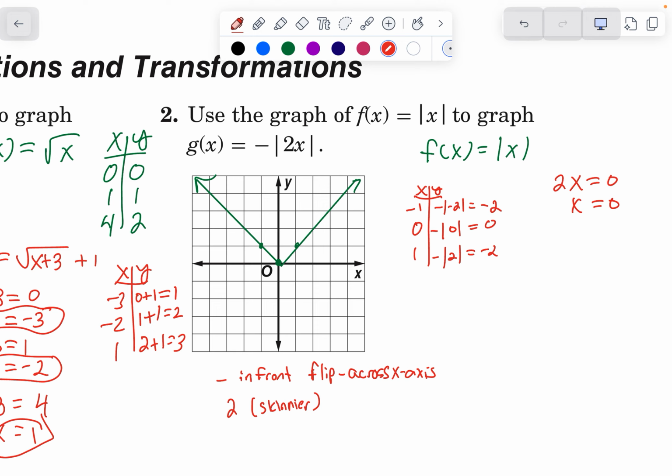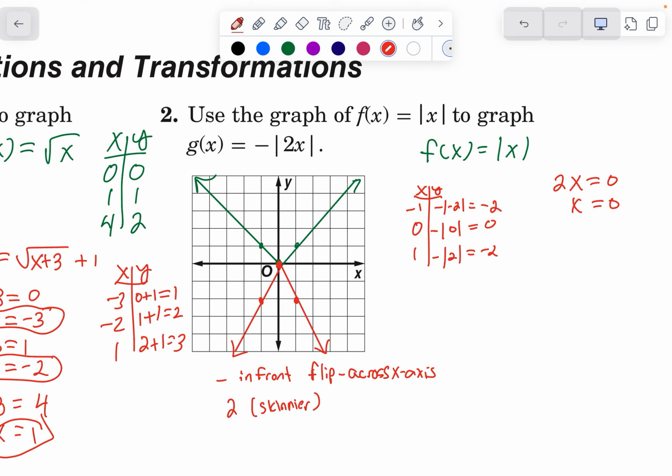Okay, so at negative 1, we're at negative 2. At 0, we're at 0. At 1, we are also at negative 2. So our V is skinnier and upside down. So that's what we should expect is happening to a function where we have a negative on the outside and a 2 on the inside.